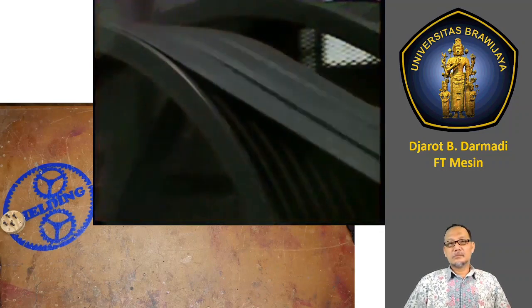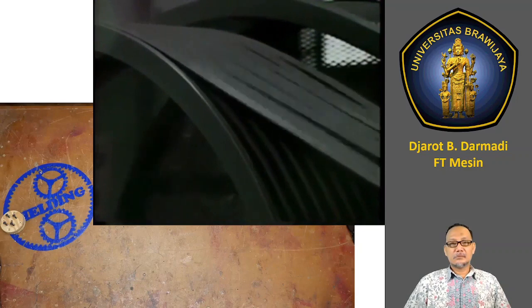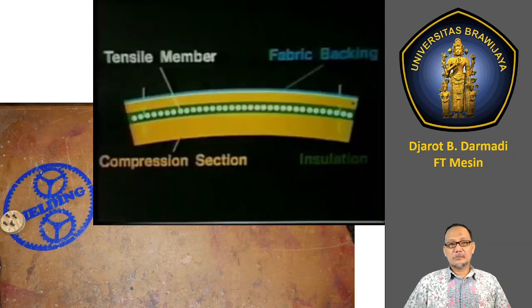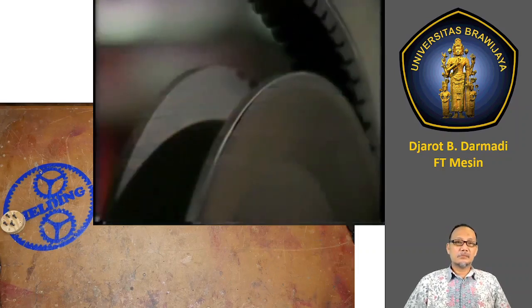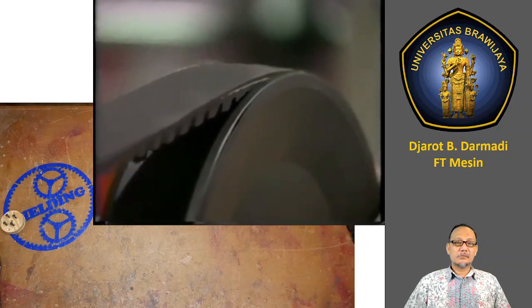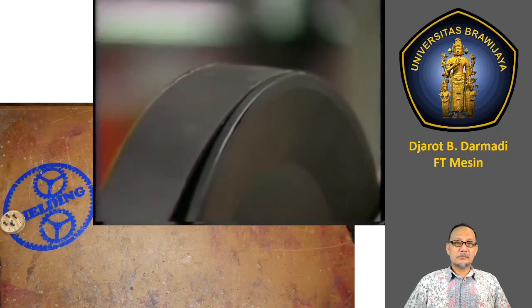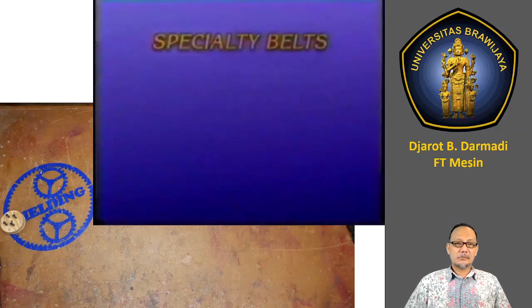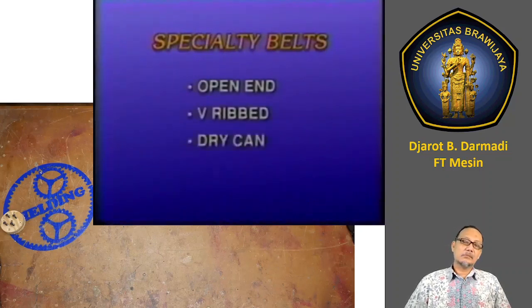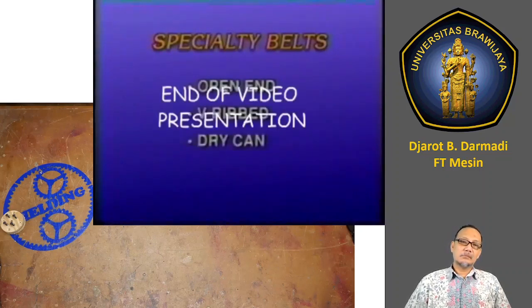Other specialty belts have appeared in recent years, and with the advent of different drives, these belts are in great demand. One specialty belt with a very specific function is the variable speed belt. Variable speed belts are designed to provide speed variation in a drive by working with adjustable shifts. Other specialty belts include open-end V belts, V-ribbed belts, and dry can belts.